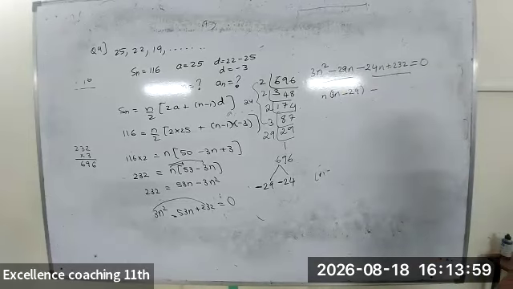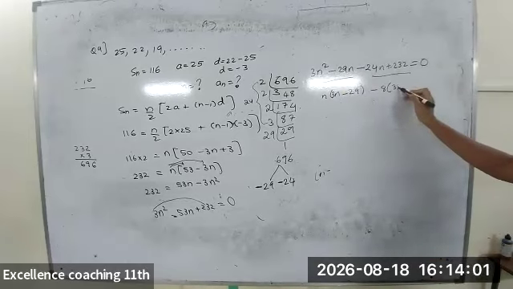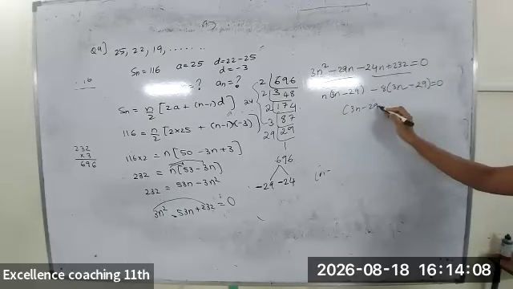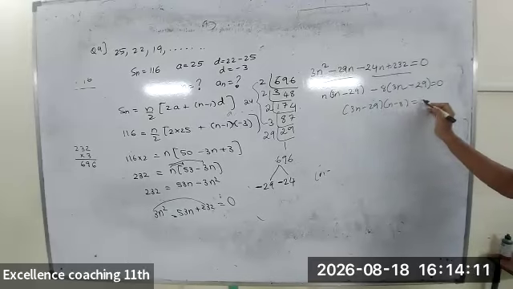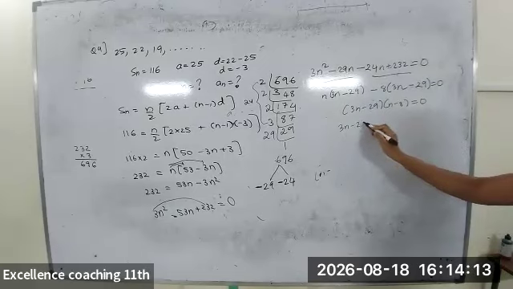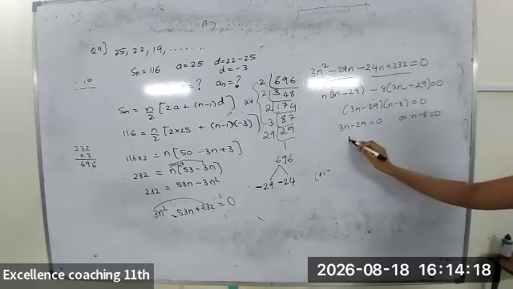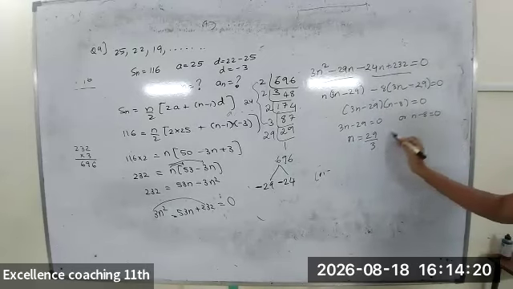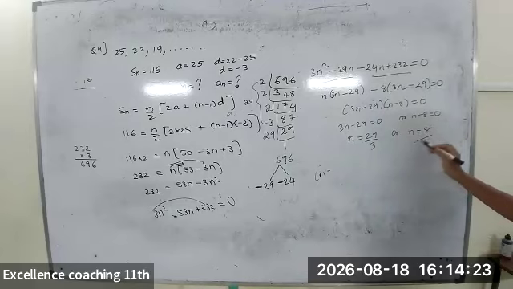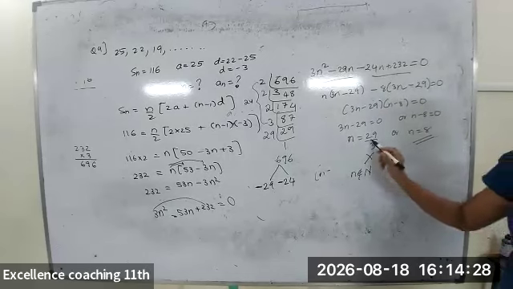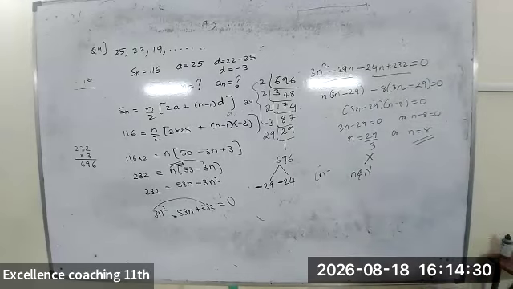232. So 8 will be common, I think. 8 threes are 24. So 3n minus 29. n cannot be a fraction because it is not a natural number. So there is only one n, which is 8.